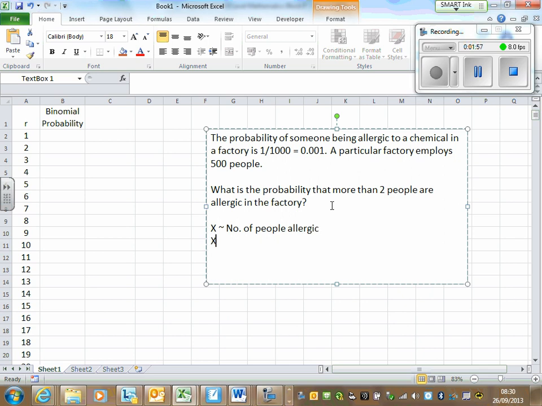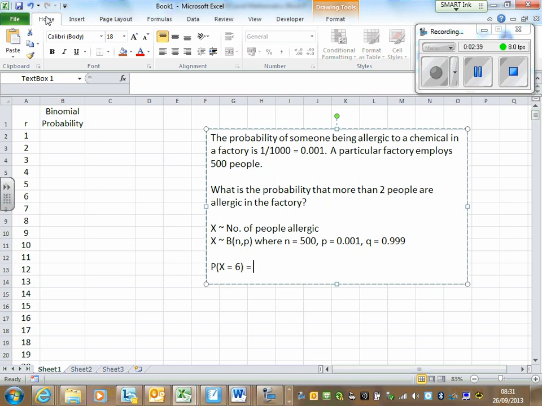That means that x is going to be modeled by a binomial distribution B(n, p), where n is equal to 500, so we're picking people out of the 500, and the probability of success, it's not really a success if you're allergic, but is 0.001, and q is equal to 0.999. Now, this is what we did in stats 1. So using the binomial distribution, we could work out the probability that there are exactly 6 people allergic.